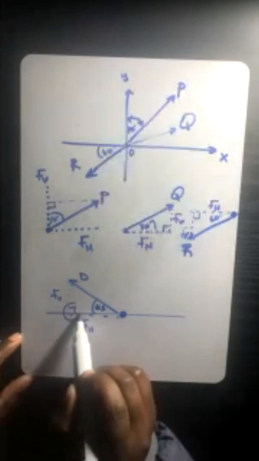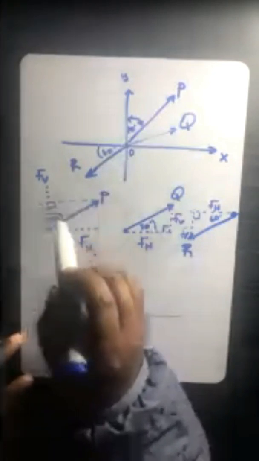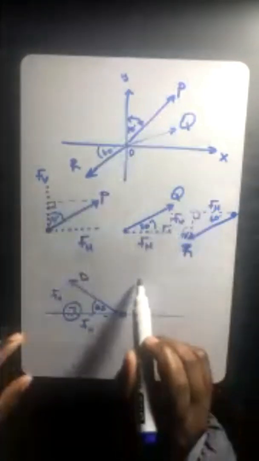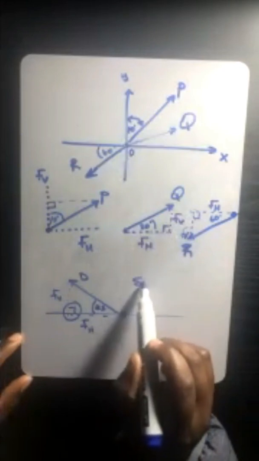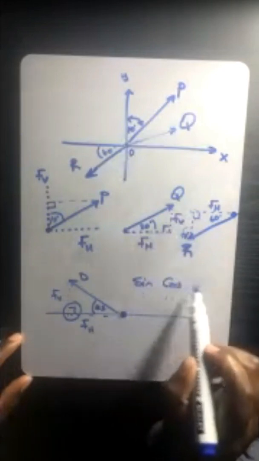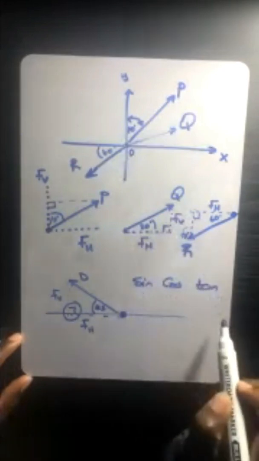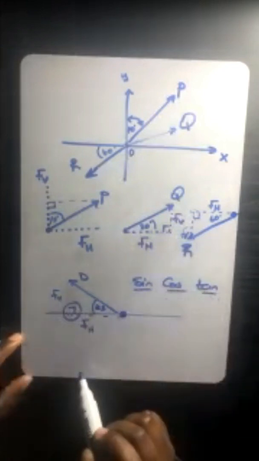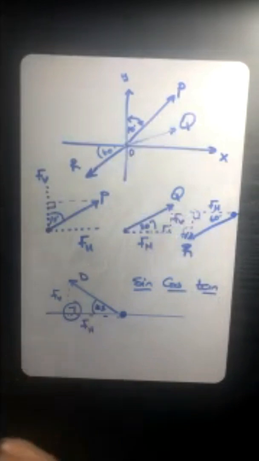Why do you always need to have that 90-degree angle there, ladies and gentlemen? It's because you want to use the trig ratios, being sine angle, cos angle, or tan angle, and you can only use these on a right-angled triangle.